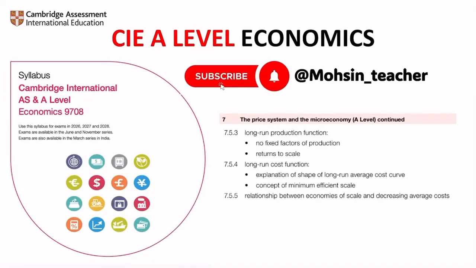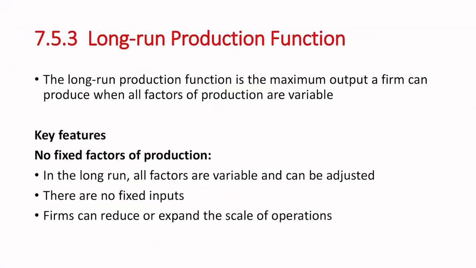In today's CIE A Level Economics video, we'll be covering the price system and the microeconomy, specifically 7.5.3, the long-run production function, which includes no fixed factors of production and returns to scale, 7.5.4, the long-run cost function, which includes the explanation of the shape of the long-run average cost curve and the concept of minimum efficient scale, and 7.5.5, the relationship between economies of scale and decreasing average costs.